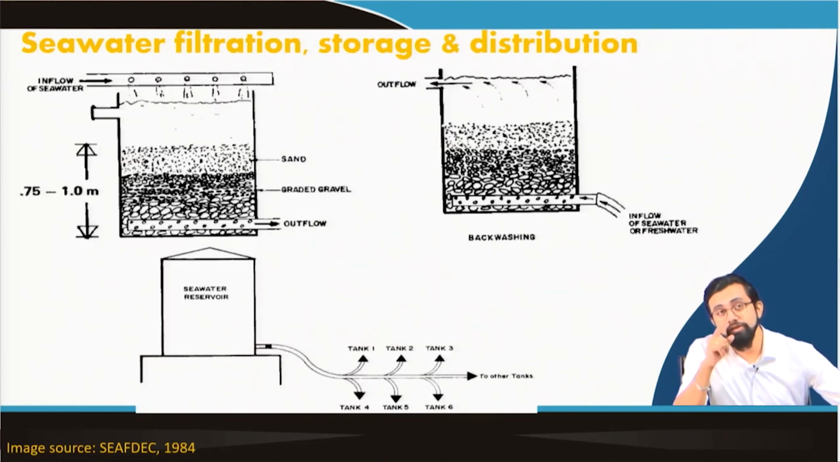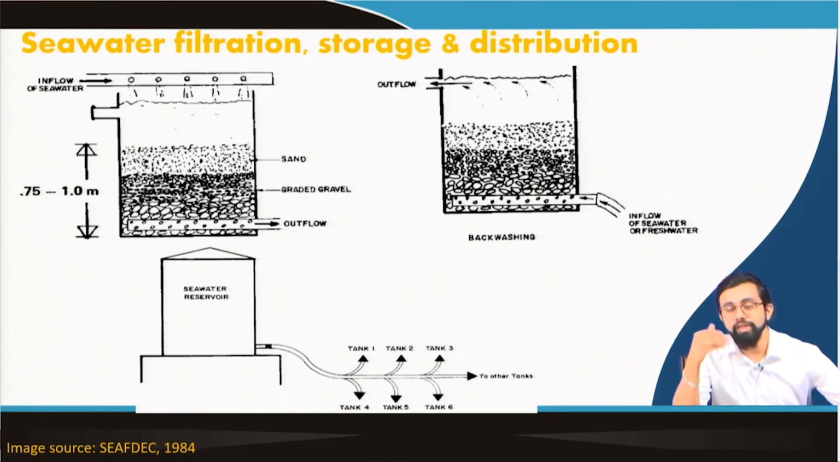So see, in case of the seawater which is coming in, if you see with the arrow, the inflow of seawater in the first picture on the left upper side, it actually has to go through a filtration unit, a filtration procedure, right? Sand, graded gravel, and so on. And then at the end you see the outflow region, from where it is collected. The depth of this filter bed has to be around 0.75 to 1 meter in size, so the proper treatment can be done.